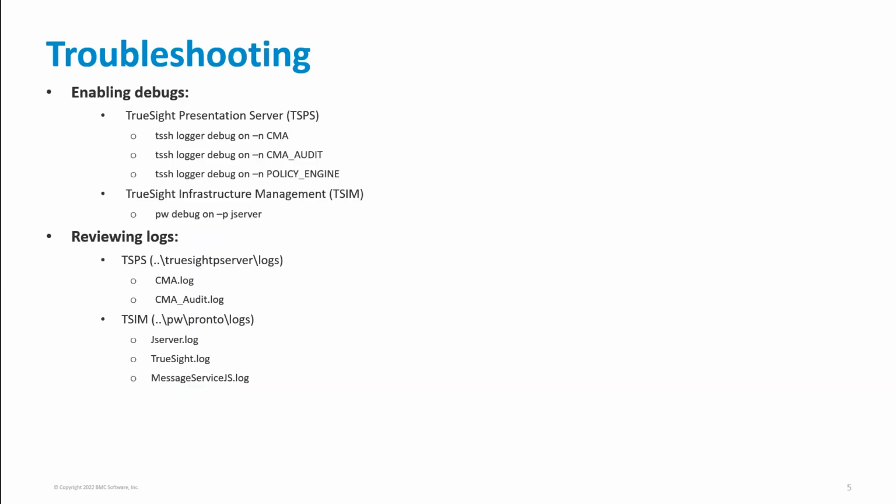Now we move to the troubleshooting section. Debugs can be enabled on the CMA, CMA audit, and policy engine loggers on the TSPS and on the JServer process on the TSIM components. The debug messages can be found in the CMA and CMA audit log files on the TSPS and the JServer, TrueSight, and message service JS log files on the TSIM.